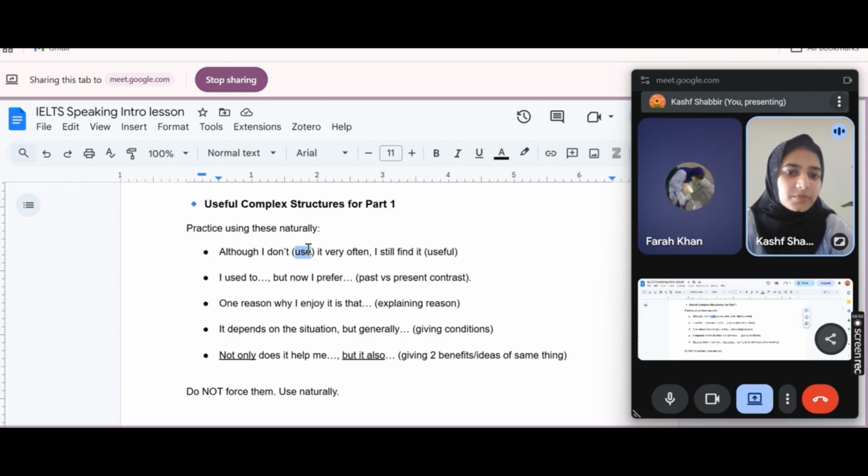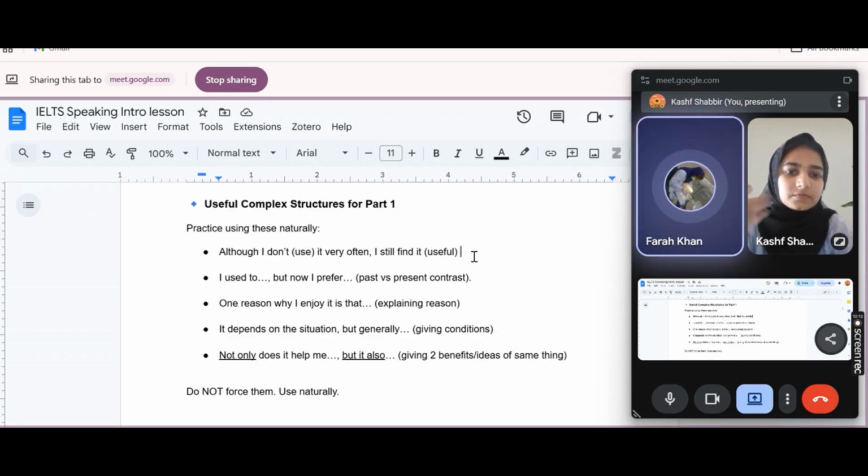In case of social media, you can say, I don't use it very often, but I still find it useful. In case of movies, you can say, I don't watch it very often, but I still find them amusing or maybe entertaining. Okay? Now, can you try this structure in a sentence? Can you try creating one sentence with that?